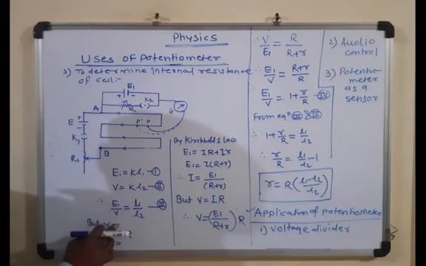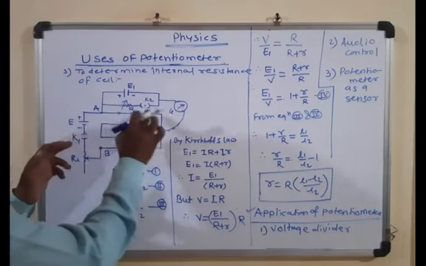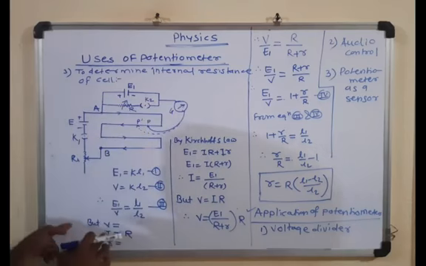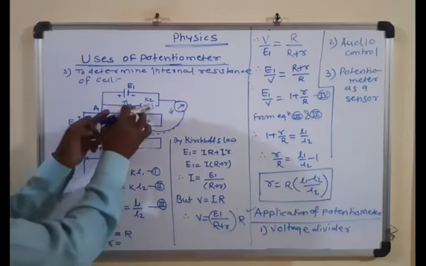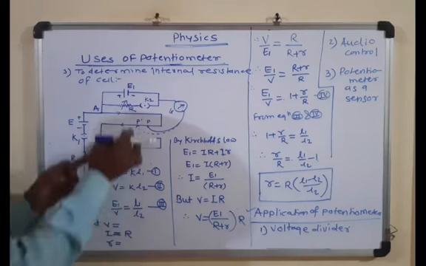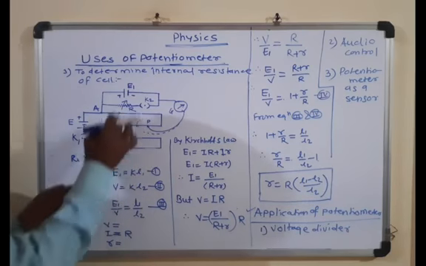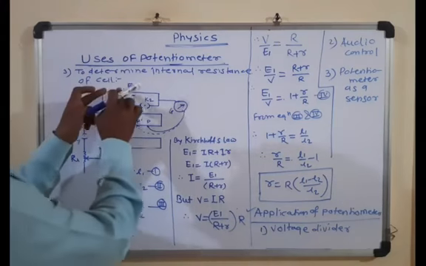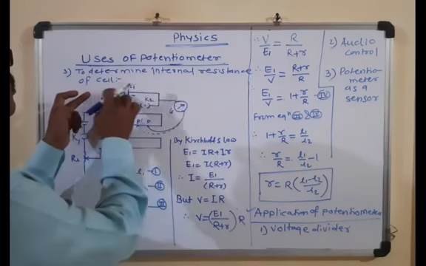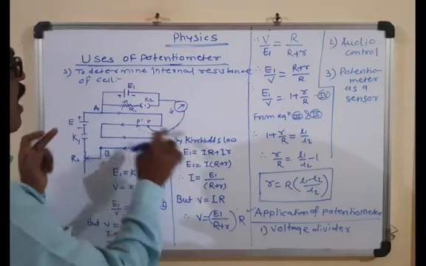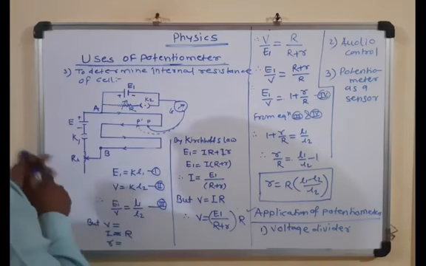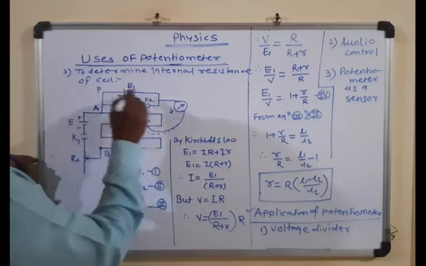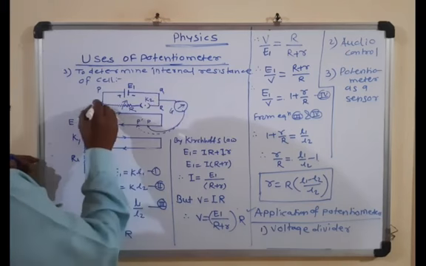Let V be the potential drop across the resistance R, and I be the current flowing through the resistance R. R means the resistance box, and small r is the internal resistance of the cell. Then we have to write in this loop according to KIRCHHOFF'S law, that is, we have to use the loop P, Q, R, S, P.